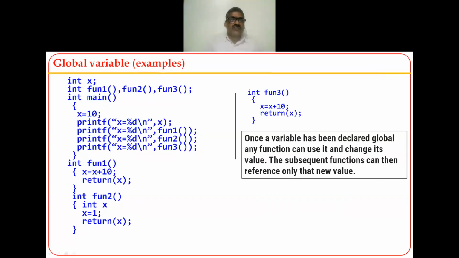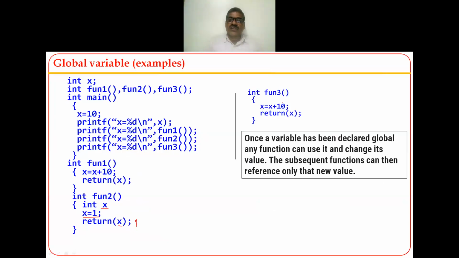In this second example, we have int x, fun1, fun2, fun3, which are the three functions, and int main. Here we are assigning x equal to 10, so printing the x value, it prints 10, and then function 1 we are calling here. In function 1, x is equal to x plus 10, so that means we are making x value 20, and then we are returning that, so 20 is going to be printed here. And then fun2 we are calling here. In fun2, int x is equal to 1, return x. This means you are using the local variable here, so x is equal to 1 we have assigned, and the value 1 is returned here.